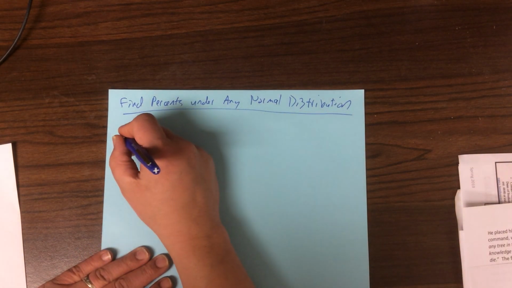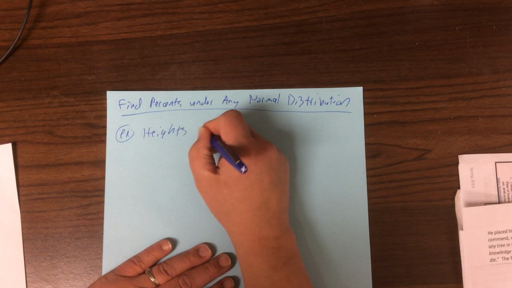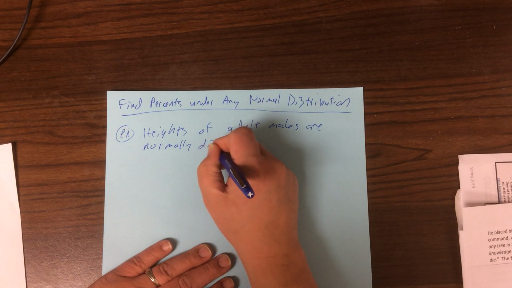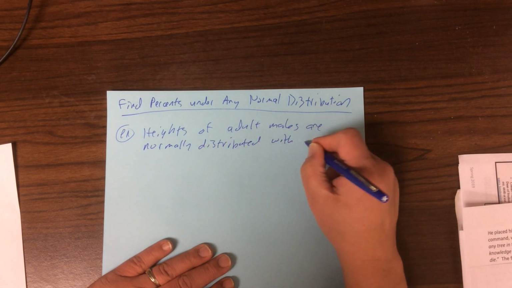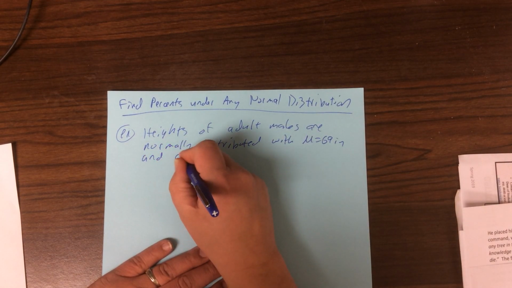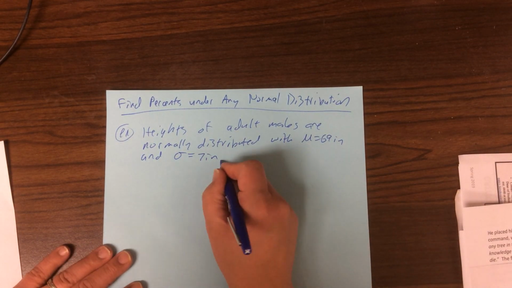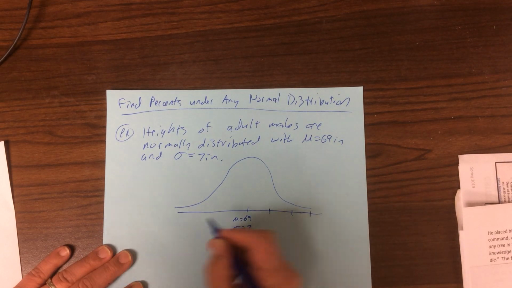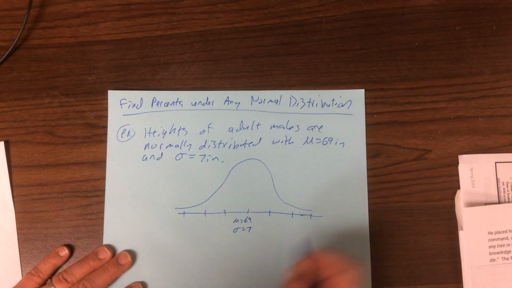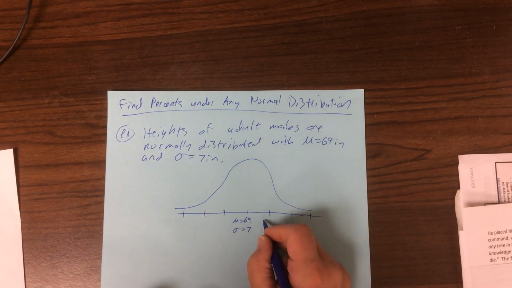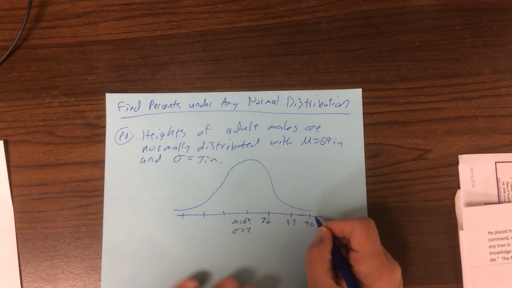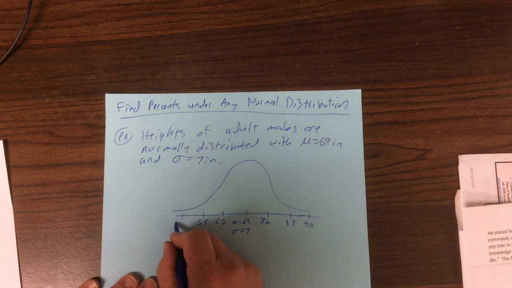So just recall the example I gave. I said heights of adult males are normally distributed with a mean of 69 inches and a standard deviation of 7 inches. Okay, and so we actually showed here that you could lay out the distribution. So if the mean was 69, standard deviation was 7, you would have 1, 2, 3 standard deviations above, -1, -2, -3 standard deviations below. So you would be adding 7 here. This would be 76, 83, and 90. This would be 62, 55, and 48, right?